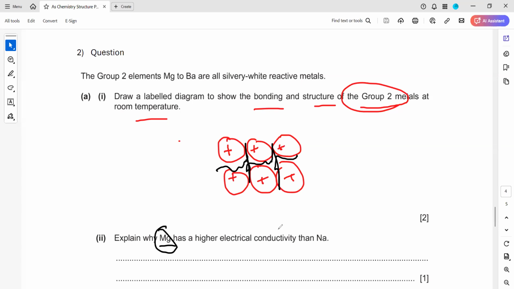Then explain why magnesium has a higher electrical conductivity than sodium. The electrical conductivity depends on the number of electrons in the structure. Because magnesium will lose two electrons, magnesium will have more delocalized electrons than sodium, so it has a higher electrical conductivity. So you can simply say magnesium has more delocalized electrons than sodium in a unit volume. That's why magnesium will have higher electrical conductivity.